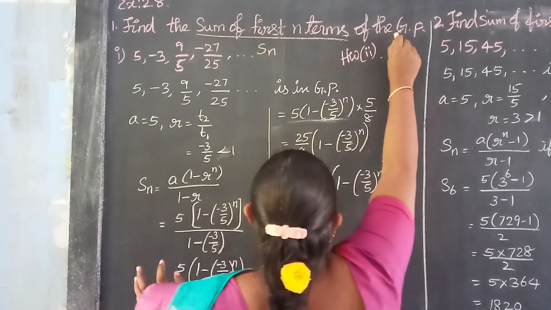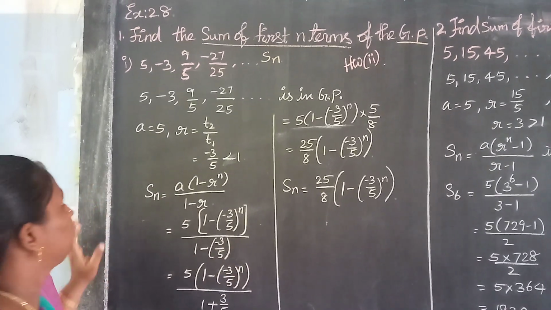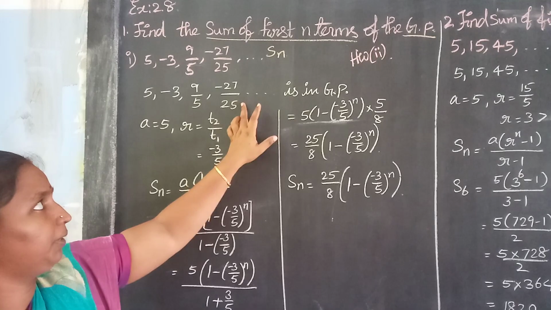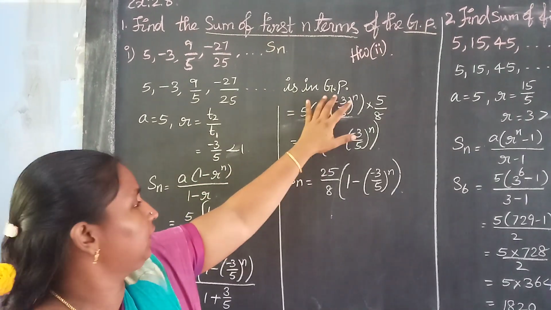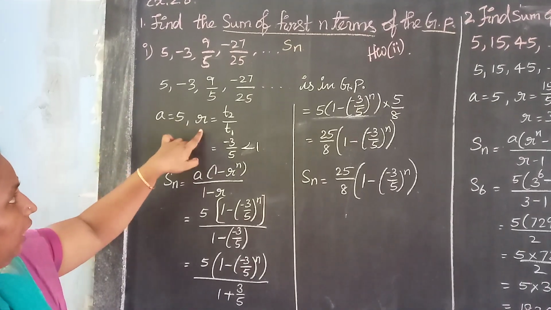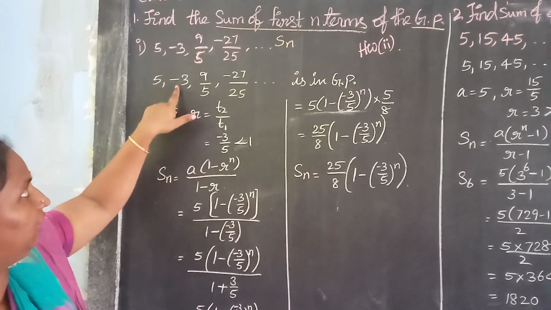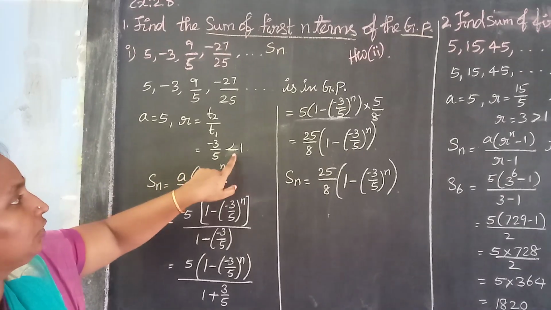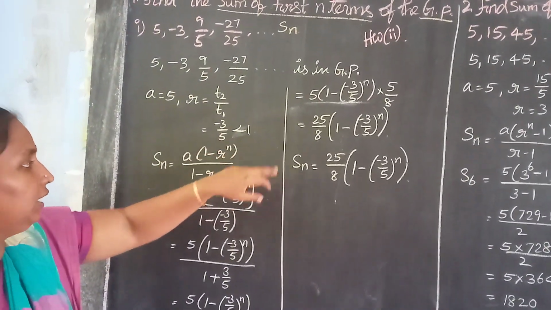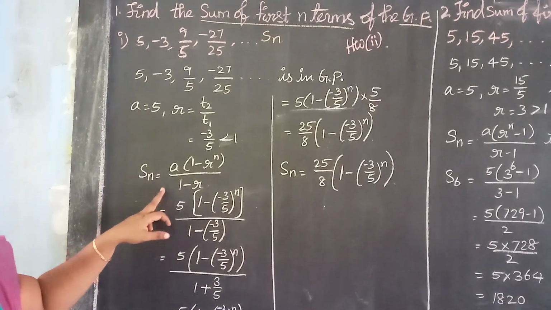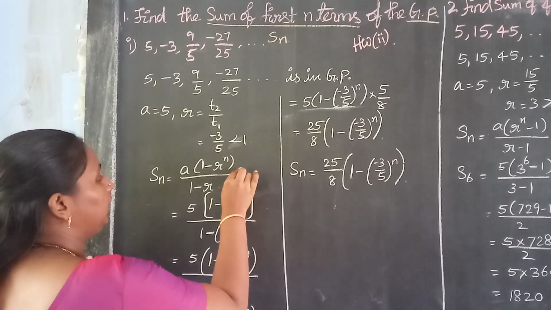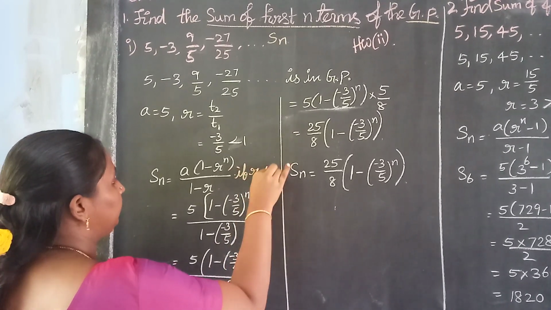So the sequence is in GP. Write the sequence as it is: 5, minus 3, 9 by 5, minus 27 by 25, and so on. It is in GP. So A is nothing but the first term, A equal to 5, R equal to T2 by T1, that is minus 3 by 5. Here you have to check the R value, that R is less than 1. Now what is Sn? Sn equal to A into 1 minus R power n by 1 minus R, if R is less than 1.